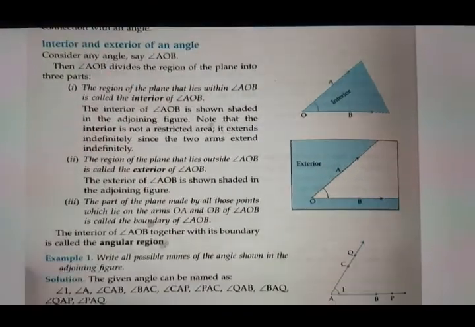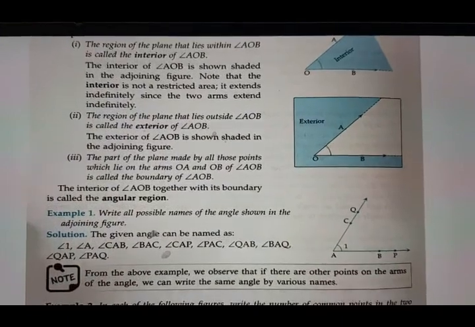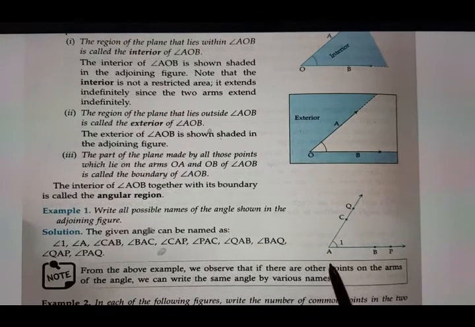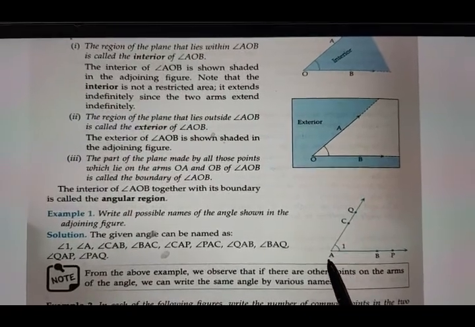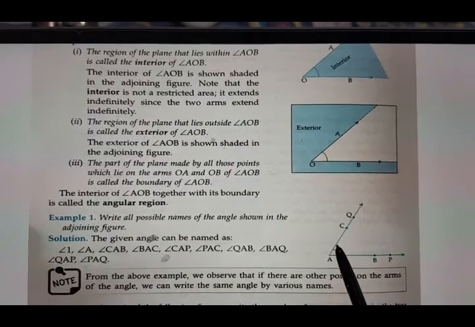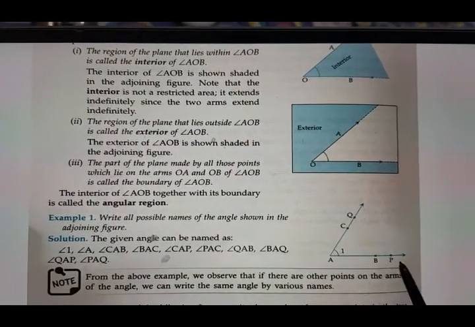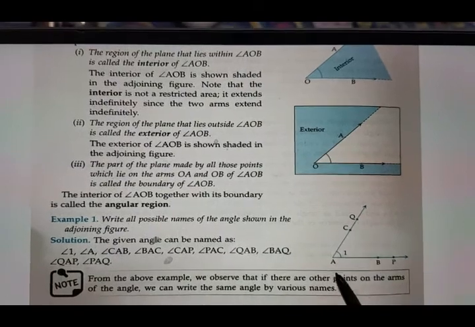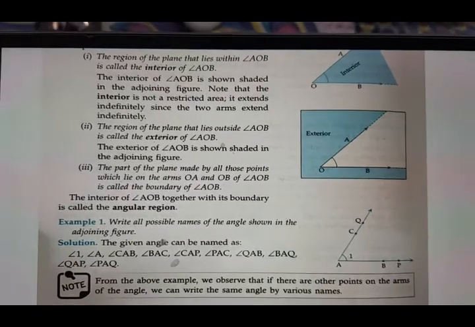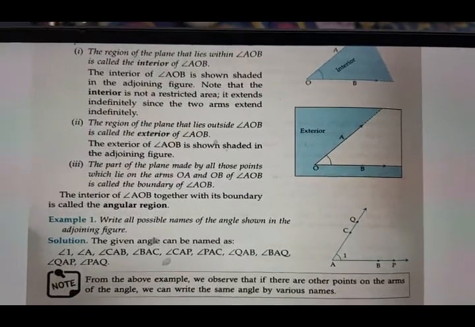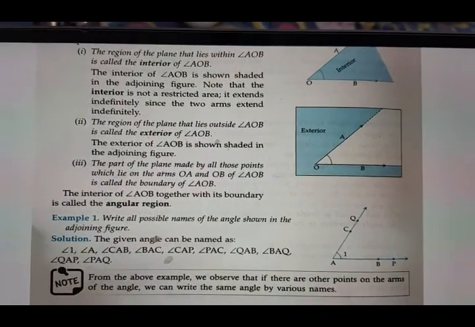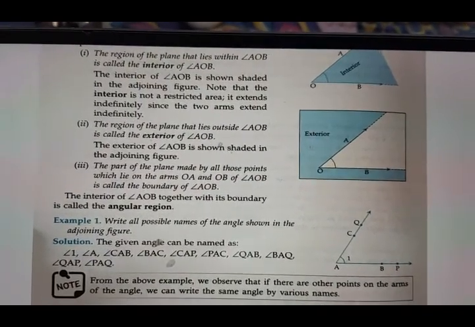Let us understand a few examples. Now you have to write all the possible names of angles shown in the adjoining figure. So the very first thing is, you have angle 1, you have angle A, CAB, BAC, CAP, PAC, QAB, BAQ, and QAP and PAQ. These are the angles formed in this figure. So go through the video again and again and understand how I have mentioned the angles and how the angles can be written.